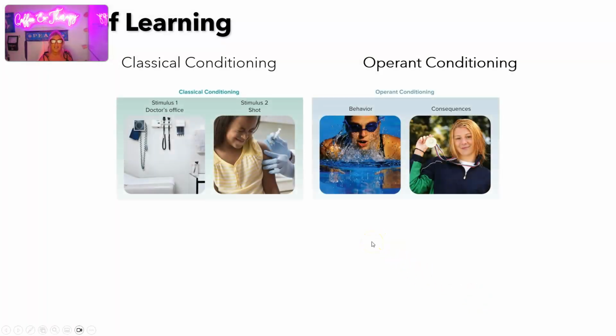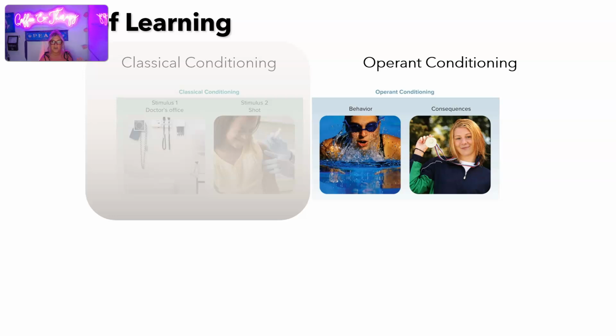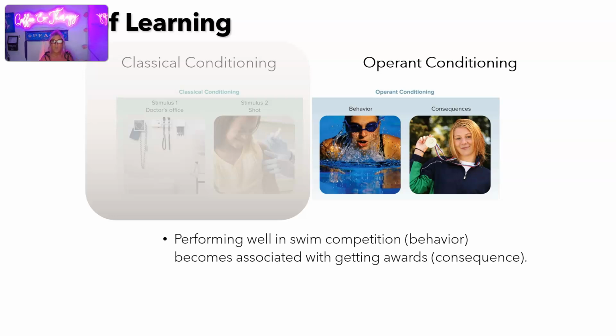All right, so when we look at classical conditioning, that is innate learned behavior versus operant conditioning, which is learning through behaviors of rewards and consequences. So when we look at this, okay, operant conditioning, performing well in a swim competition, right? So she is swimming, she's competing, that's the behavior that becomes associated with getting awards. So those would be the consequences. So again, when you're working within operant conditioning, that is about getting something out of it.